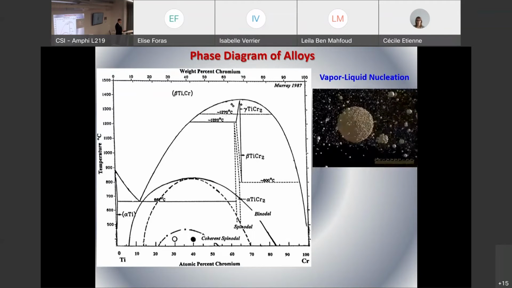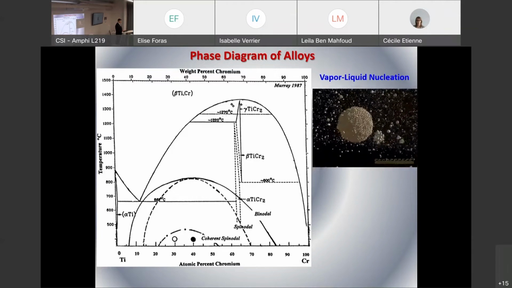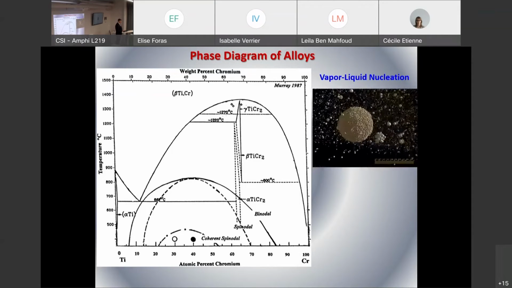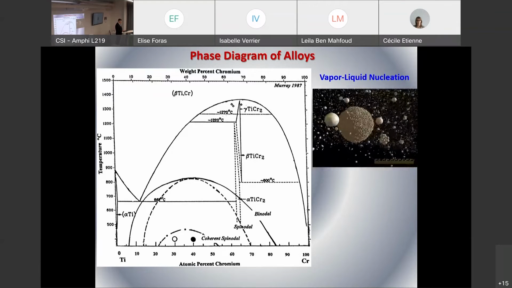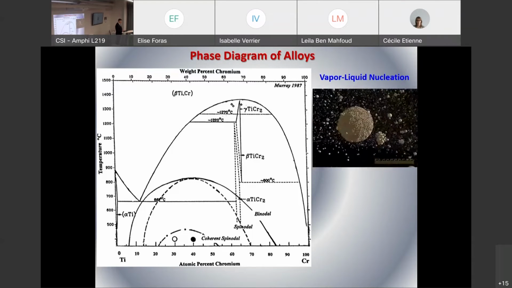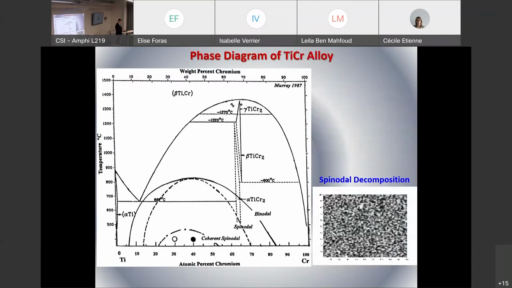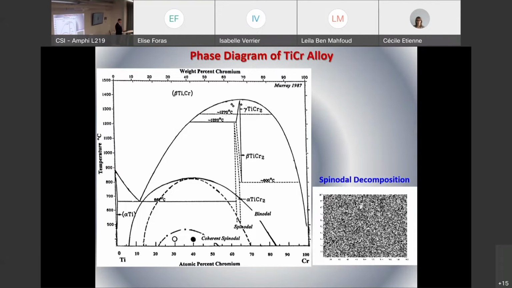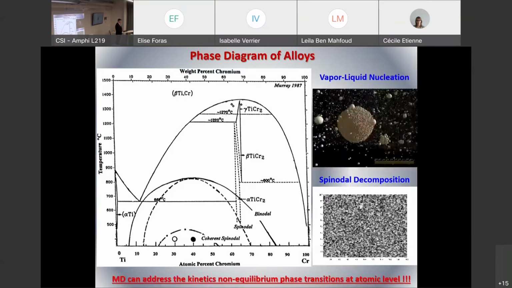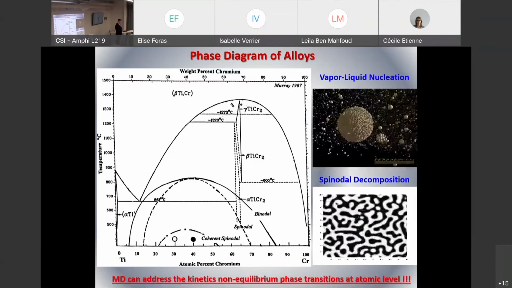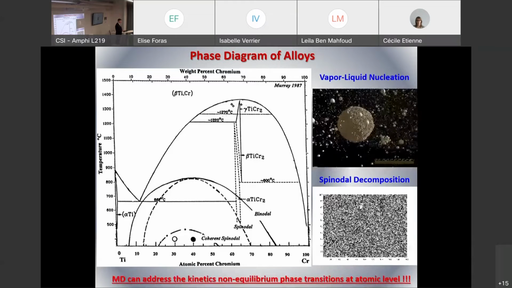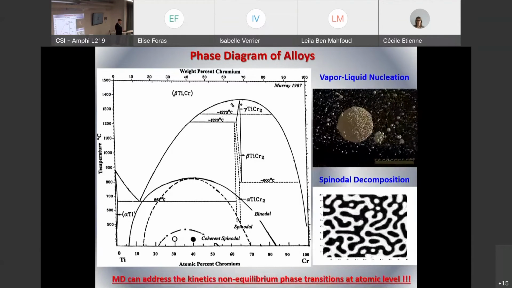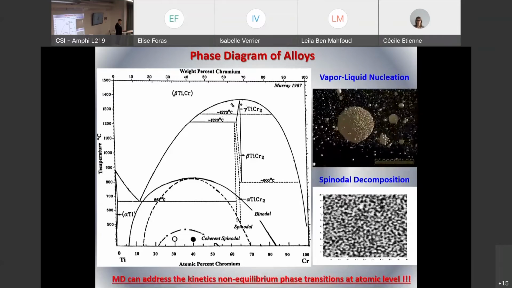But there are situations when we have a metastable state resulting in non-equilibrium phase transition, for example, the so-called spinodal. If at a certain composition we lower the temperature, the alloy can no longer exist, and without any nucleation barrier, it spontaneously decomposes into different metals, different compounds. This is the simulation of this process. That's why molecular dynamics can address the kinetics of such non-equilibrium phase transitions at the atomic level, and the phase transition kinetics can be studied with the help of molecular dynamics.